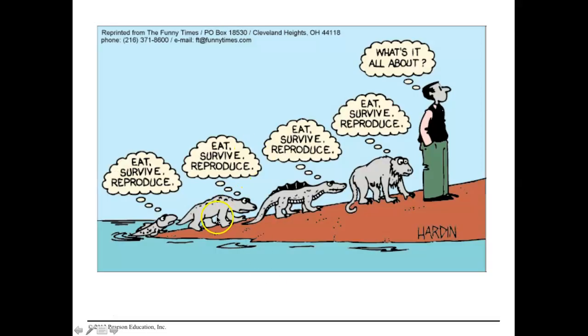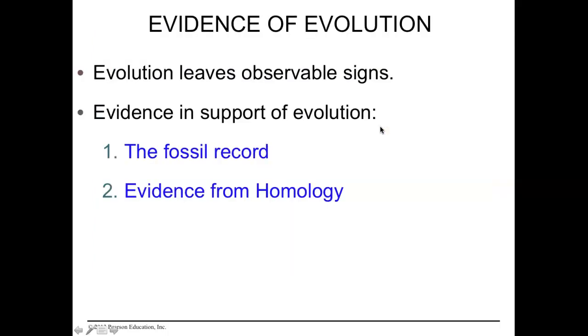Okay, so what is it all about? It's eat, survive, reproduce. Eat, survive, reproduce, right? In the strictest sense, organisms on this planet need to eat, they need to survive, and they need to reproduce.